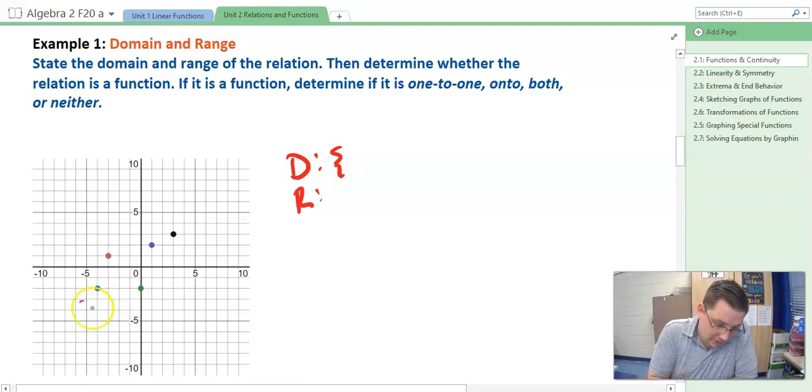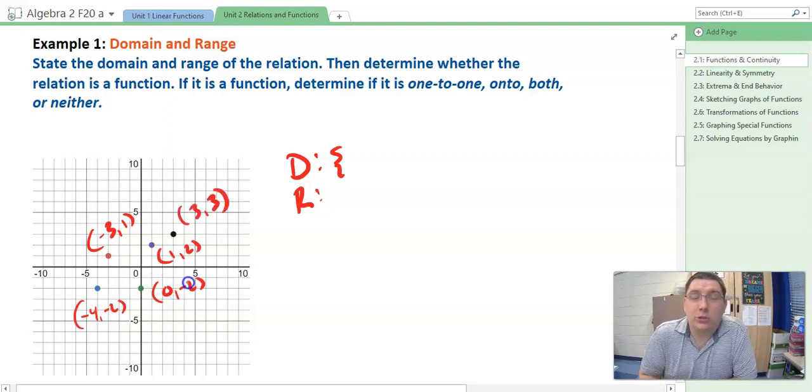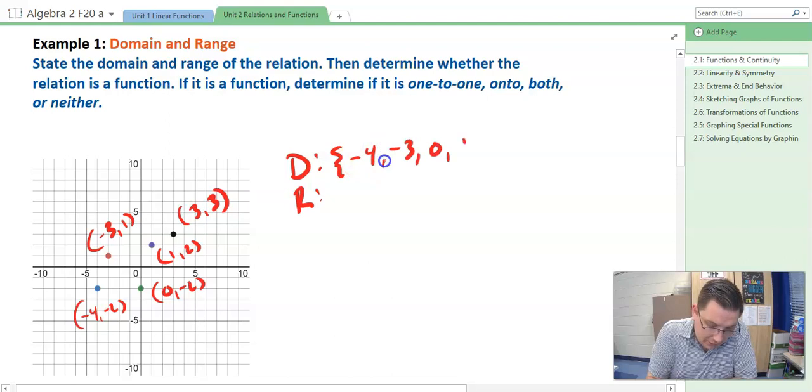And so if I look at my ordered pairs, I've got -4, -2. I've got 0, -2. -3, 1. This purple one here is at 1, 2. And this last one here is at 3, 3. So I'm going to list all of my x values. And typically we want to list those in numerical order from least to greatest. And so I would have the -4, the -3, the 0, the 1, and the +3.